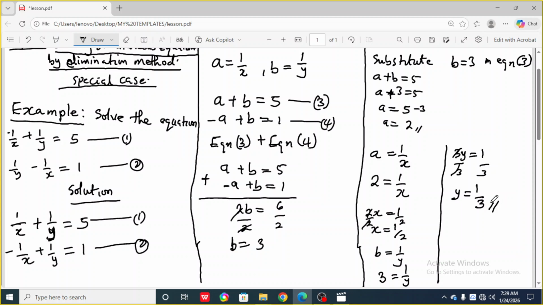I believe we have learned something different from the normal questions we usually see in simultaneous equations. So when we see something of this nature, that is what we do.